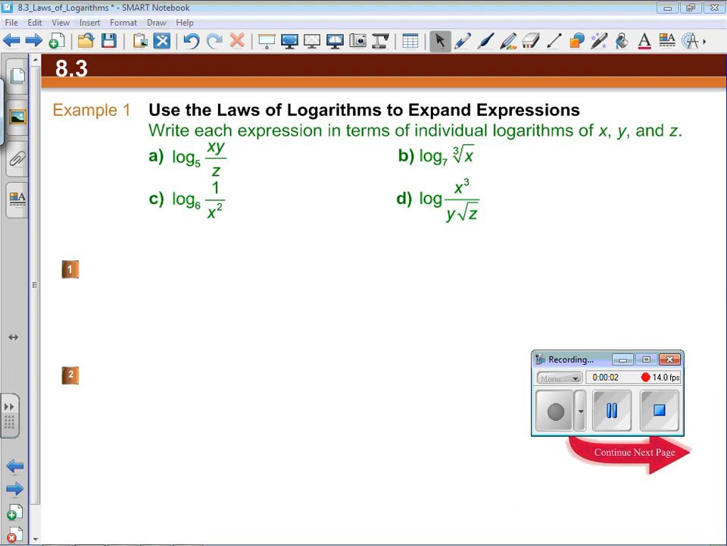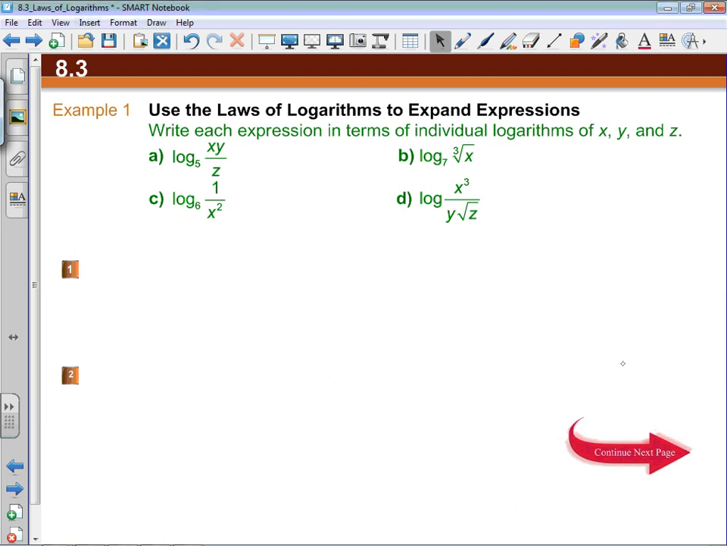Example 1 in 8.3 for Math 30-1 gets us to use these log laws. And one of the things that's going to make this ever easier is to try to limit how much you do in one step. When I am manipulating log base 5 of x times y over z, I am going to deal with the numerator and denominator first, and then if the numerator is more complex, which it is, we'll deal with that after.